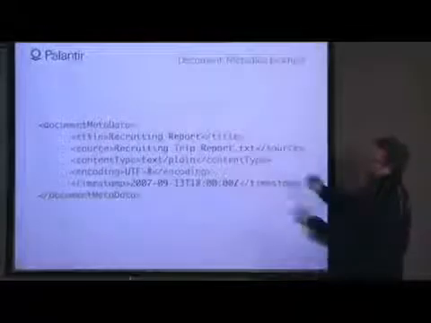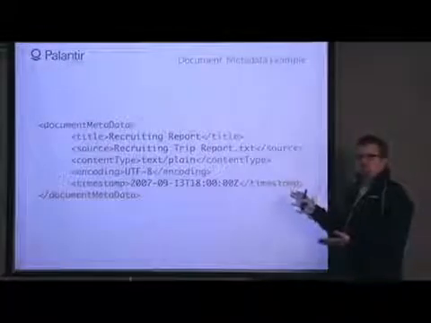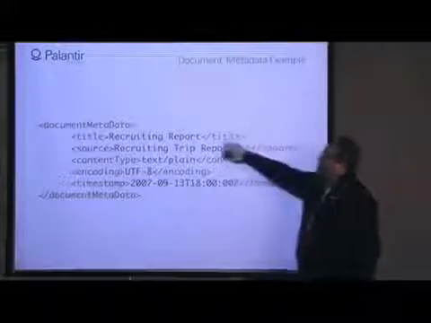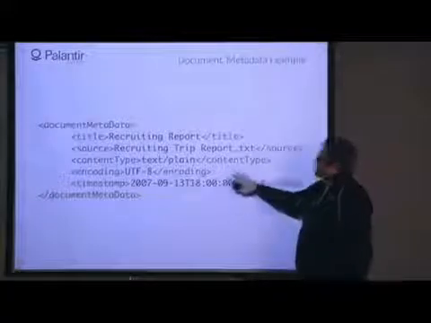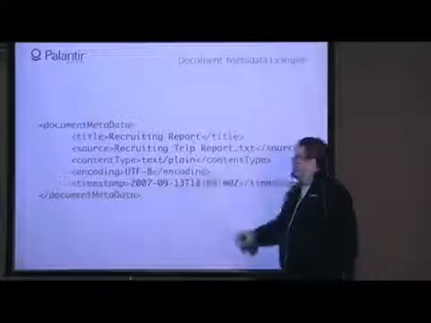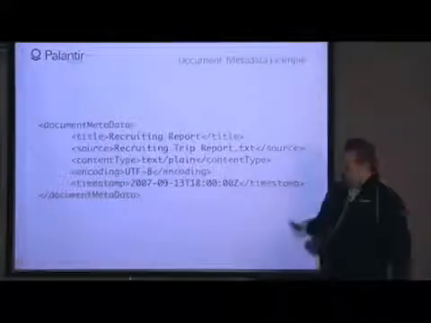So here's an example document metadata that I might have produced for the document that we were looking at earlier. Its title is Recruiting Report. The source is the file recruitingtripreport.txt, content type text plain, encoding UTF-8, and the timestamp of when it was written.